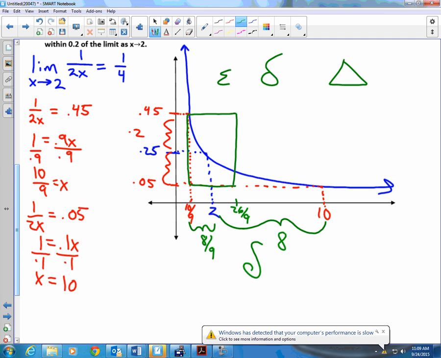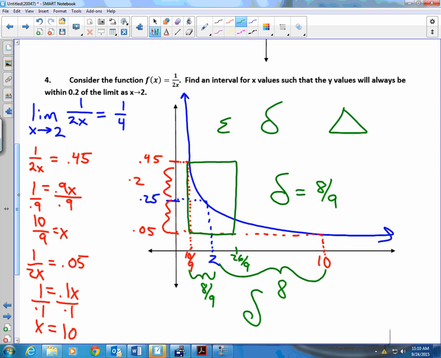We have to choose whether delta is 8 or 8/9. It's always equal to the smaller. If we would have had delta to be 8, that means we could go all the way from 2 to 10 and from 2 all the way back to -6. That wouldn't work, would it? So you can understand that you have to choose the smaller of the two. Does that make sense?